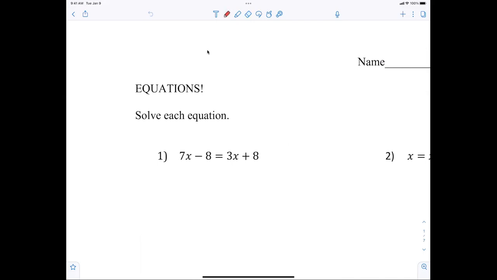So at the top of your paper, I just want everybody to put an equal sign. And our goal is to get the variable on the left and the numbers on the right side. Or if we wanted to, we can put the variables on the right side and the numbers on the what? On the left. It doesn't matter. All right. I always try to tell kids, I want to try to keep the variable positive.